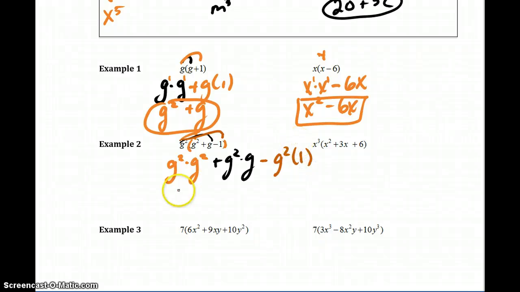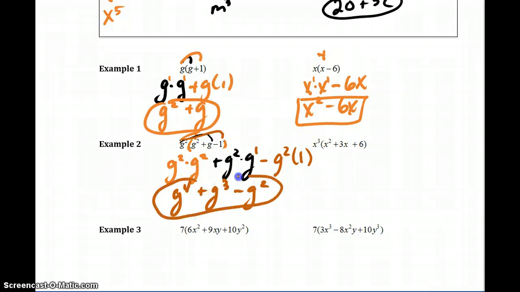And now all we need to do is simplify. So we have 2 plus 2 is 4, so g to the 4th. We have an understood 1 here, so we have 2 plus 1 is 3, so it's g to the 3rd. And then we have minus g squared. I want you to go ahead and hit pause now and complete the example in the right column. When you've completed it, go ahead and press play.